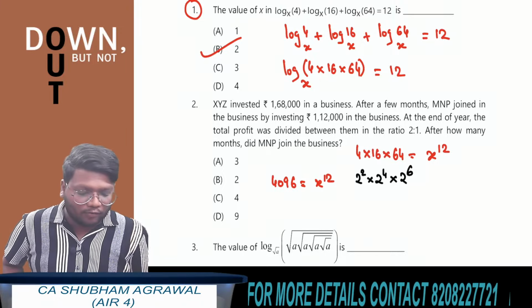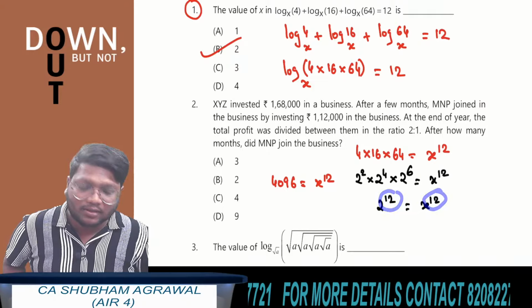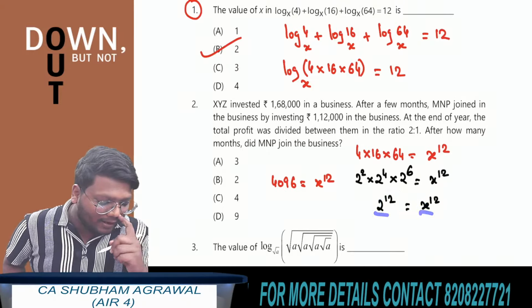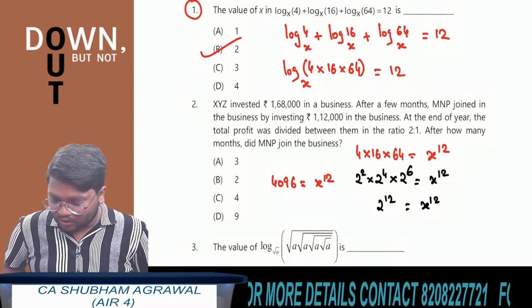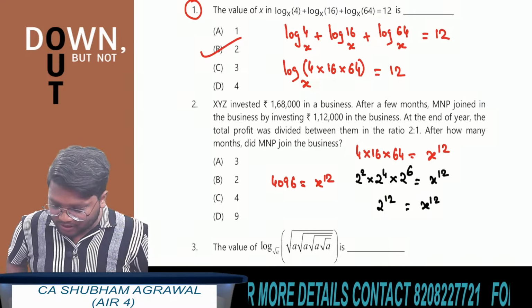You can see here that the base is the same and we are multiplying the terms, so we have to add the powers. 2 plus 4 plus 6 is 12. So 2 to the power 12 is equal to x to the power 12. Now the power is the same on both sides of the equation, so we can equate the base. By equating the base, we get x equals 2. Which option is correct here? Option B. Jaya Kumari has given the correct answer. Option B is the correct answer.